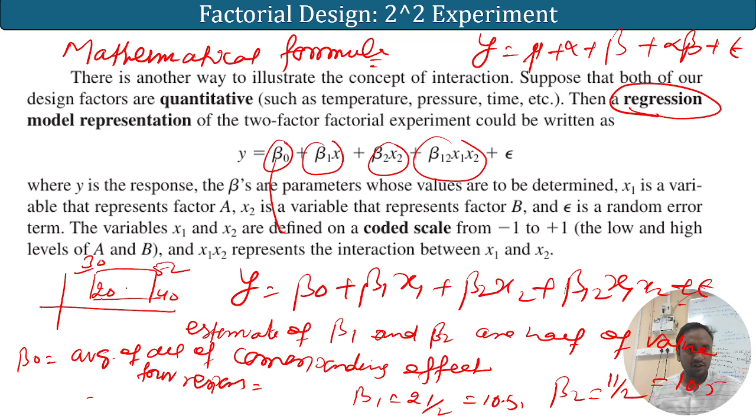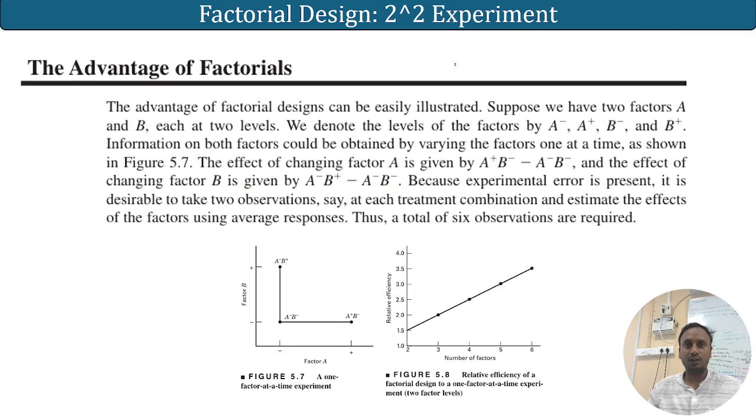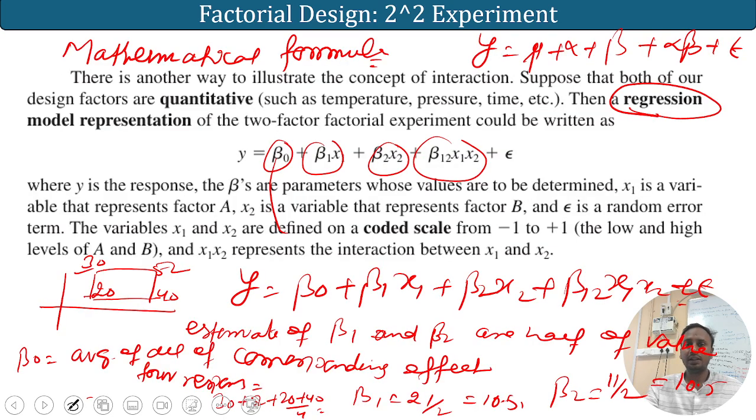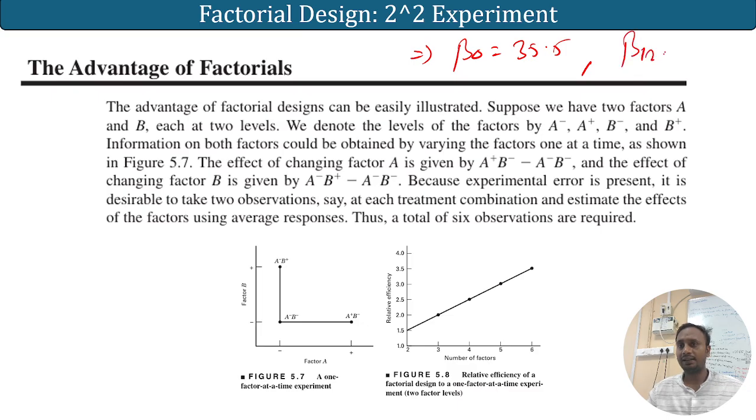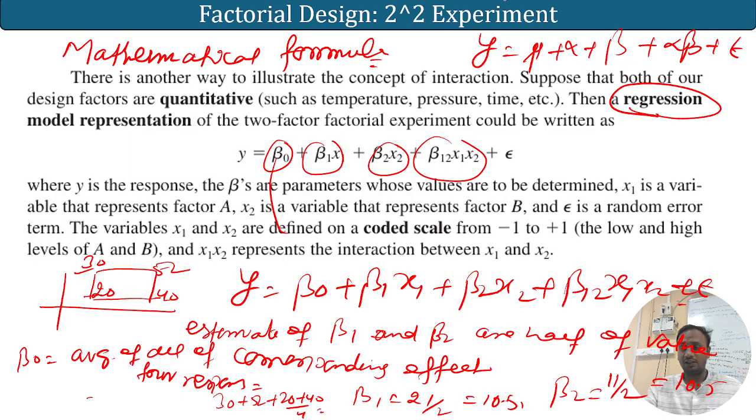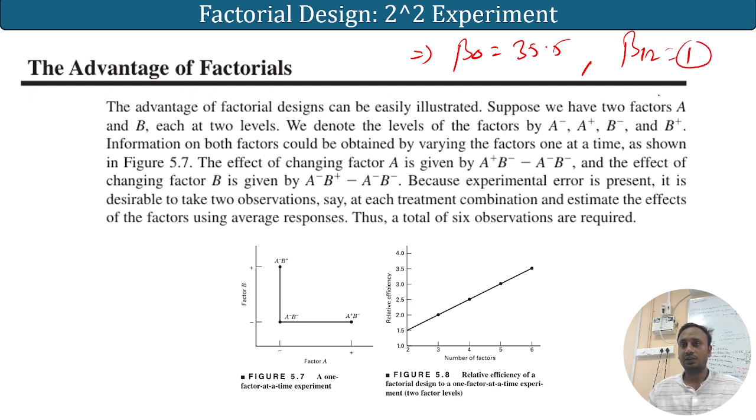30, 50, 20, 40 by 4. It's 30 plus 52, 20 plus 40 by 4. We'll take one. So beta naught will come to 35.5. Now the question is, what is the alpha beta, or maybe beta 1 2? As there is no interaction, it will be 1. So like that AB will be 1.